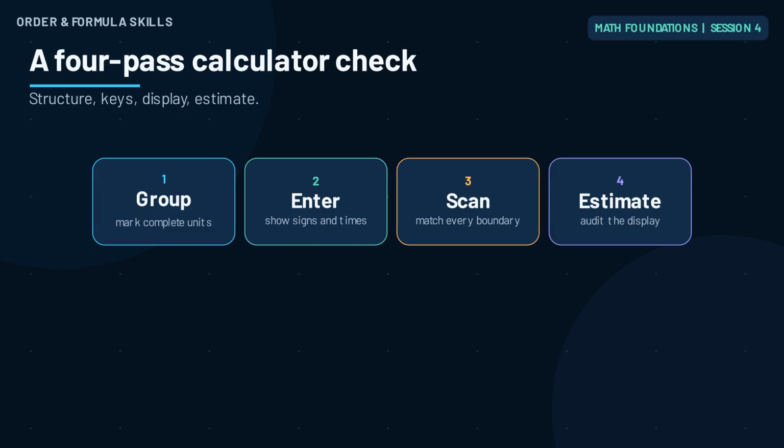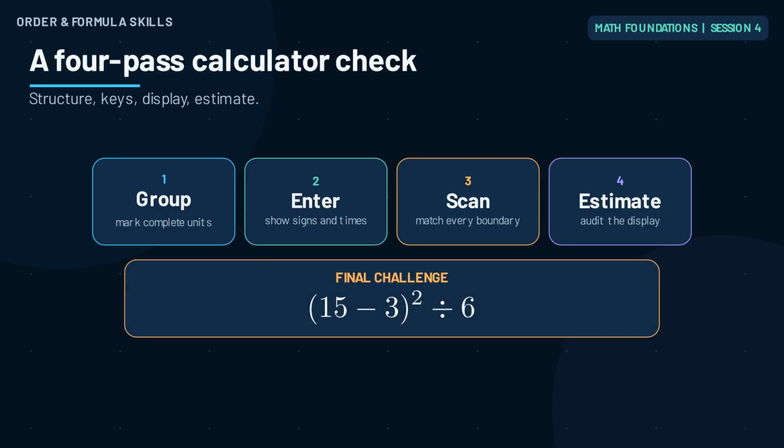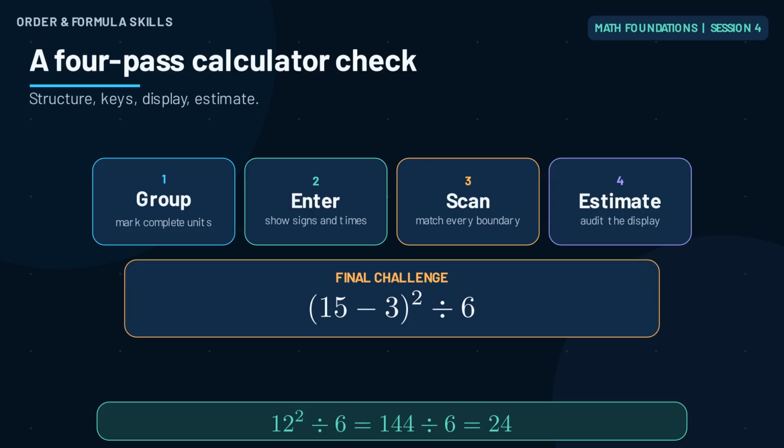Final challenge. Enter the quantity 15 minus 3 squared divided by 6. Parenthesize 15 minus 3, square the completed group, then divide by 6. 12 squared is 144, and 144 divided by 6 is 24. The display should be 24.